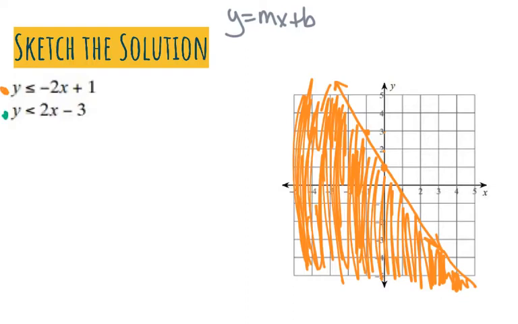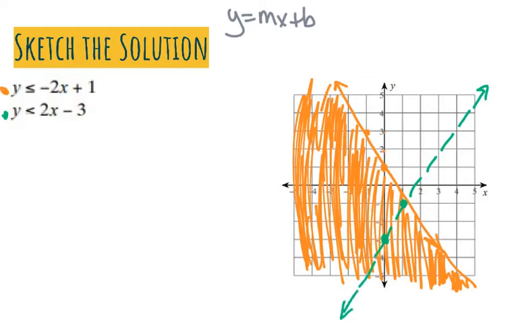So now let's try our bottom one. So on our bottom one, y is less than 2x minus 3. So my y-intercept is negative 3. So 1, 2, 3. And then my slope is 2, so I could go up 2 and over 1, right? Or I could go down 2 and to the left 1. When I look at my original inequality, it does not equal, so I know that it is not part of the solution set. So I know it's going to be a dotted or a dashed line, right?